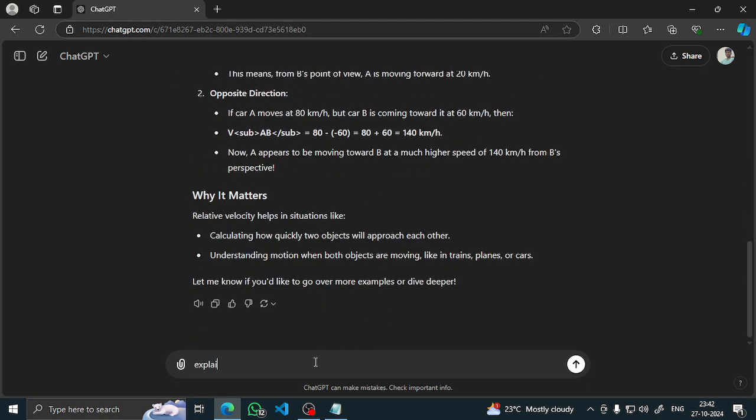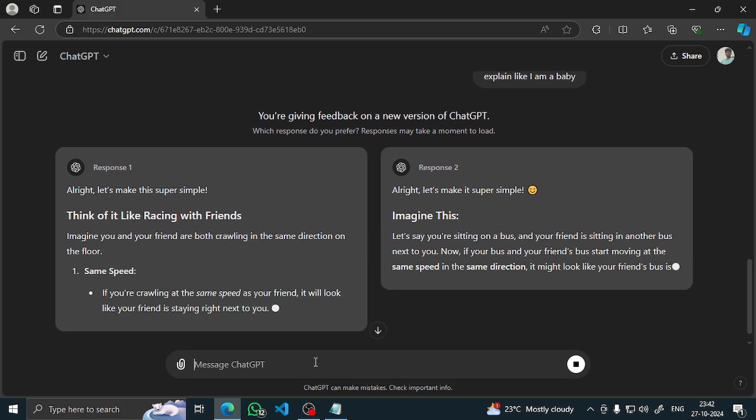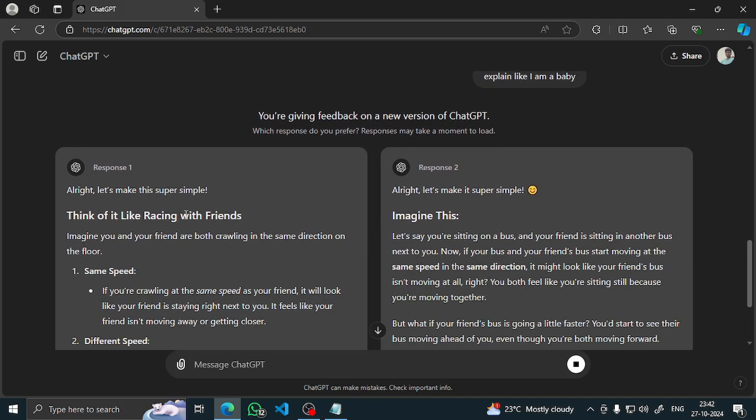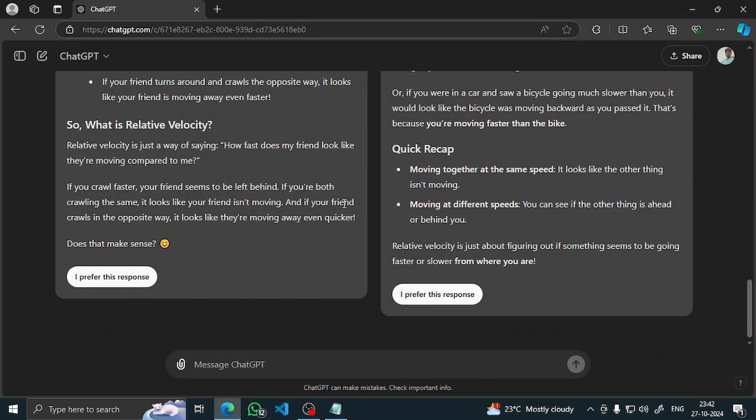So if I say, explain like I am a baby. Yeah, so it is giving an example which will be helpful to babies. But the babies will not understand the concept of relative velocity. So yeah, that's it. You can understand concepts much better from ChatGPT than from teachers. Yeah, so let's move on to the second task.